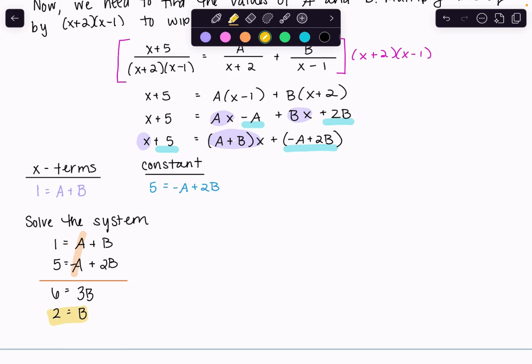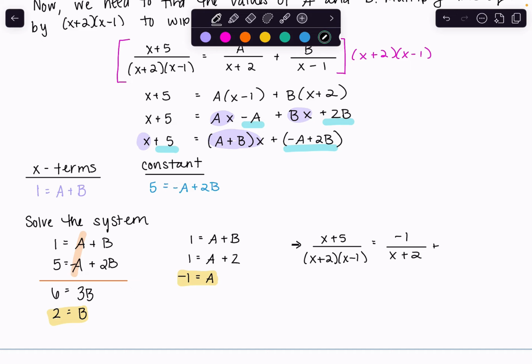And then once you know b, you plug it back in. 1 should equal a plus b, but b is equal to 2. So negative 1 is our value of a. So we still get exactly the same thing. This rational expression is equal to a over x plus 2 plus b over x minus 1. So this is our partial fraction decomposition.